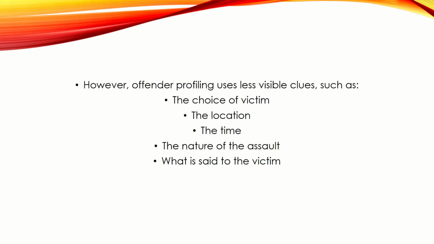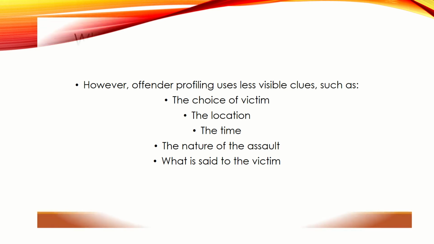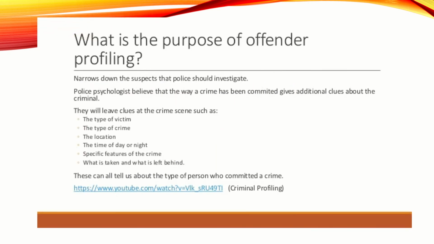However, offender profiling uses less visible clues. They use things such as the choice of victim. What I mean by this is we look at the choice of victim by this person to try and tell us something about this person. We look at the location, where it is actually being done, and the time, the nature of the assault, what sort of assault was it, and what has been said to the victim, and whether that can tell us something about the offender themselves. The purpose of offender profiling then is to narrow down the suspects that police should investigate.